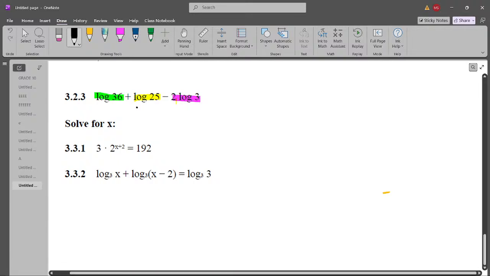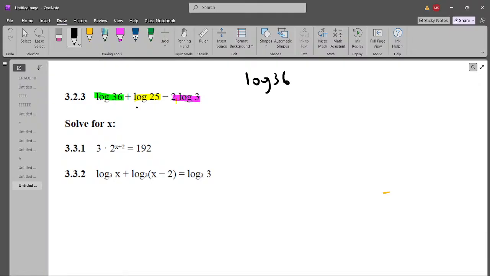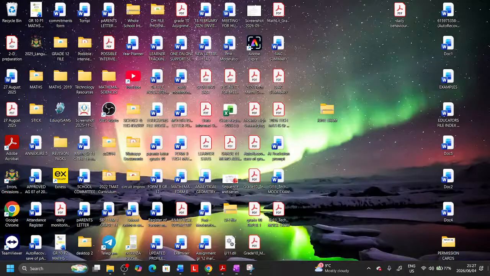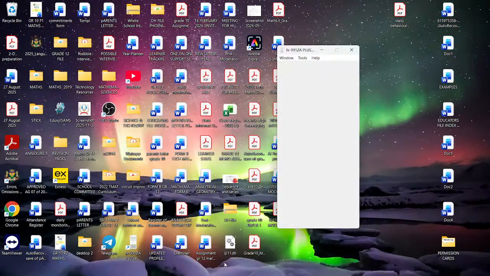Fine, we have checked the exponents. We have here log 36 plus log 25 and this was minus 2 log 3. Log 36, this 36 over here, it can be written as a prime number of what? Why does my calculator keep increasing?